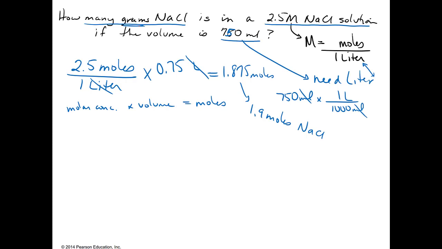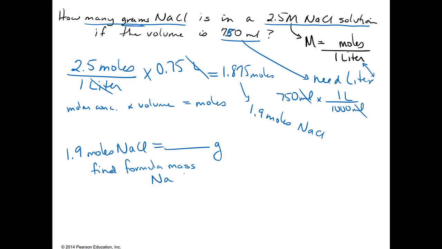The first one is just figuring out how much of the solute you have, but then I want to know how many grams of that. So 1.9 moles of NaCl is equal to how many grams? To find this, I need to know what the formula mass is. So we said sodium weighs what? 23. And then chlorine's an oddball because chlorine's 35.45, so we would round down to 35.